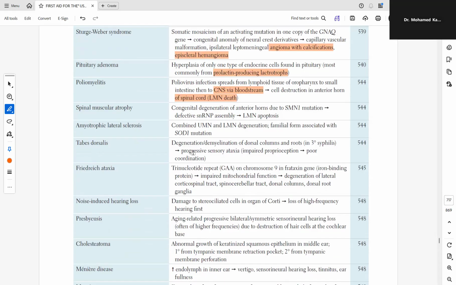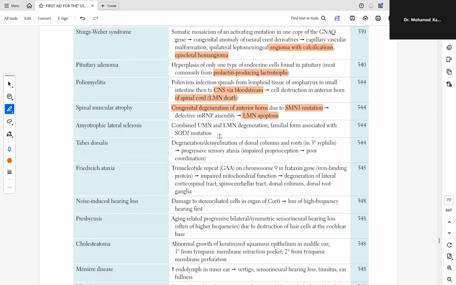Spinal muscular atrophy, congenital degeneration of anterior horns. This one is congenital. It is not like in poliomyelitis, a viral infection. This one is congenital. It's the same anterior horn, okay, but it's a different mechanism. Due to SMN1 mutation, leading to defective snRNP assembly, leading to lower motor neuron apoptosis.